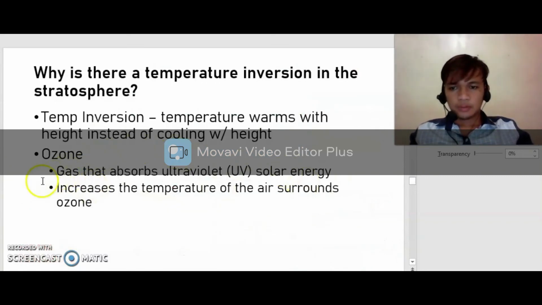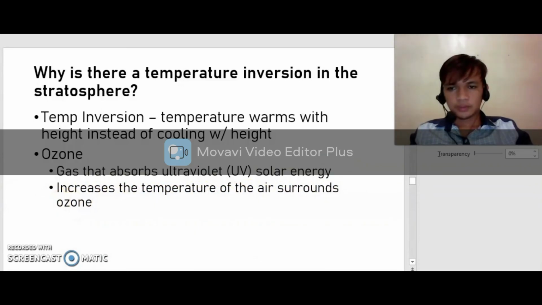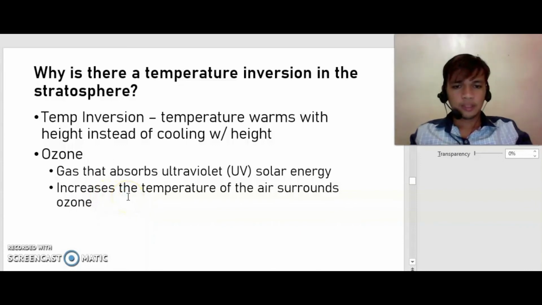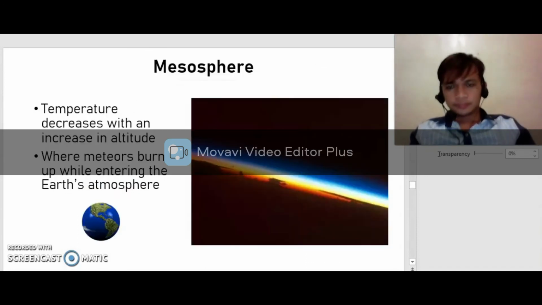Okay, the ozone layer is the region where the gas absorbs ultraviolet or solar energy. It increases the temperature of the air that surrounds the ozone. So since you can see the ozone at almost the top layer of the stratosphere, where the ozone absorbs the harmful UV solar energy, that's why it becomes warmer than the lower part of the stratosphere.